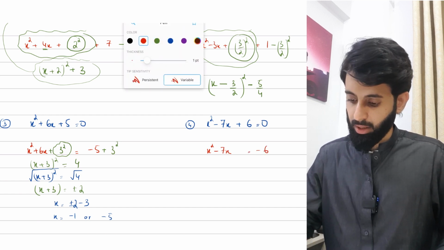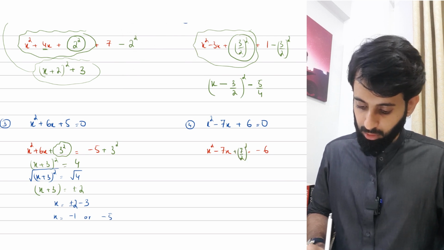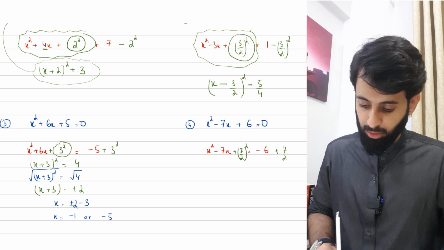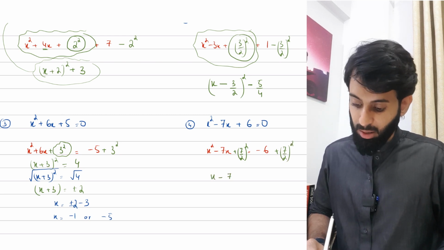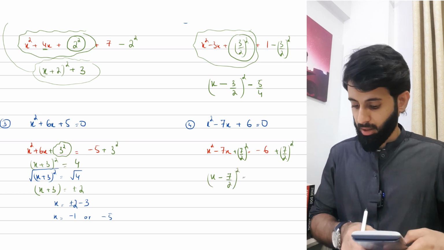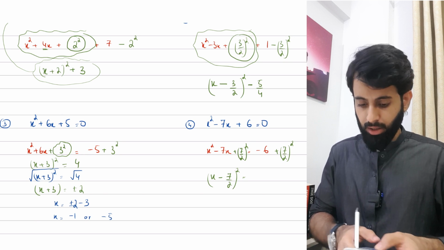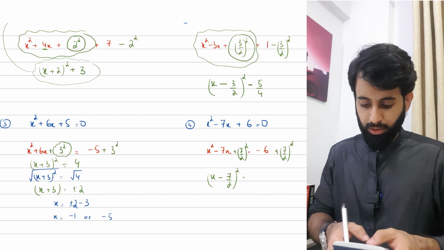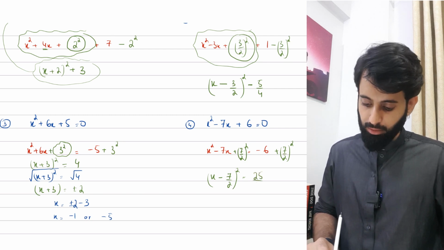Now what is it that I need to add on the left hand side? I need to add 7 upon 2 the whole thing square. That means I need to add 7 upon 2 the whole thing square on the right hand side also. So this compresses into x minus 7 upon 2 the whole thing square, and the right hand side turns out to be minus 6 plus 7 upon 2 whole square, or you can just square it and then add it directly. So I get positive 25 over 4.